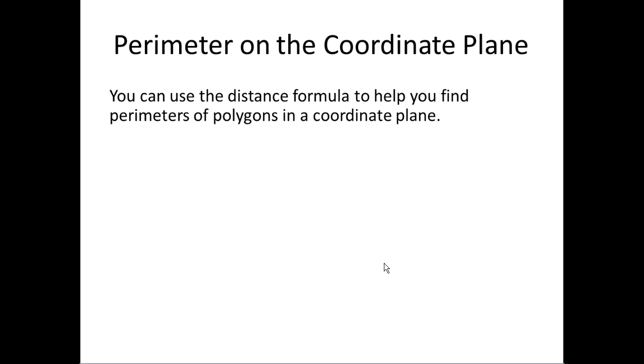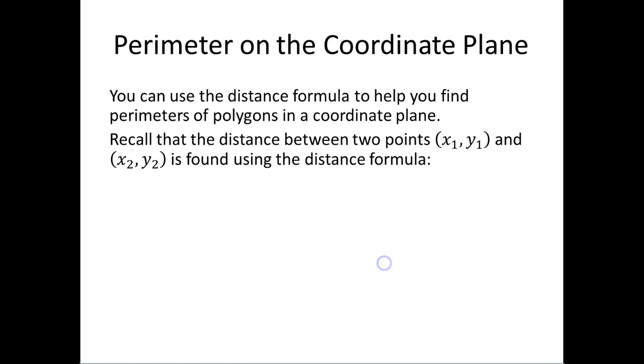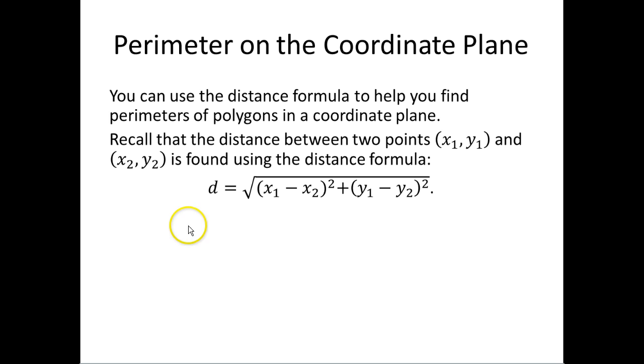You can use the distance formula to help you find perimeters of polygons in a coordinate plane. If you have two arbitrary points, x1, y1 and x2, y2, you can find the distance between them using this formula. Basically what it says is you take the difference between the x-coordinates, square it, add to that the difference in the y-coordinates, square that, and you take the square root of the entire result.